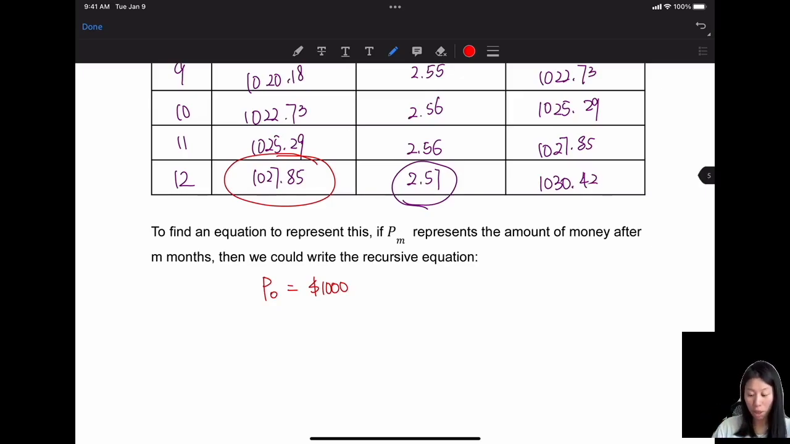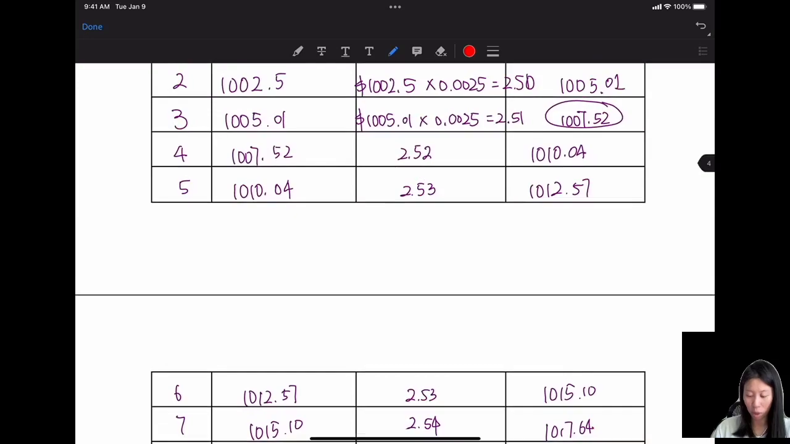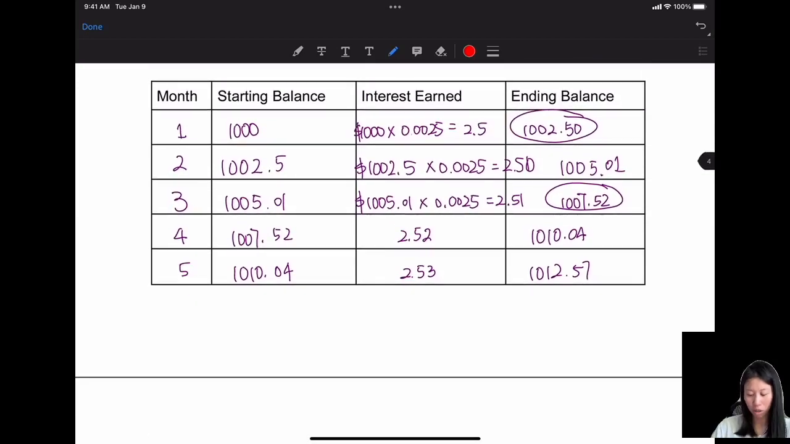So each month, if you notice what happens in here, the interest we earned is what? Our P sub 0 times the rate, right? And then for the first month, the total balance, P sub 1, is going to equal P sub 0, the starting balance, plus what we earned.